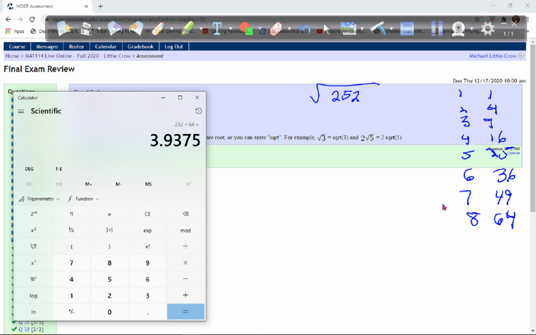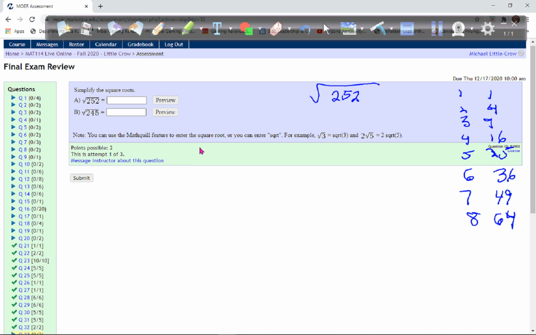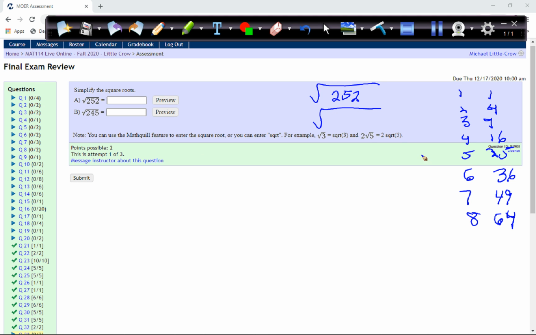Let's try 6. So 6 squared is 36. Let's try 252, I did it backwards, 252 divided by 36. That worked. It's 7. So the square root of 252 can be rewritten as the square root of 36 times 7. And so then that's the square root of 36 times the square root of 7. The square root of 36 is 6, so that's 6 square root of 7.